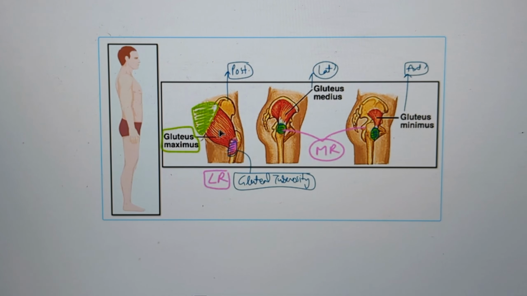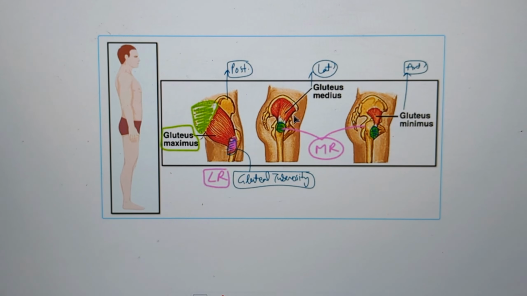The gluteus maximus originates from the sacrum and ilium of the hip bone and inserts on the posterior aspect of the upper femur, specifically at the gluteal tuberosity. The gluteus medius attaches laterally to the greater trochanter, while the gluteus minimus inserts anteriorly on the greater trochanter.